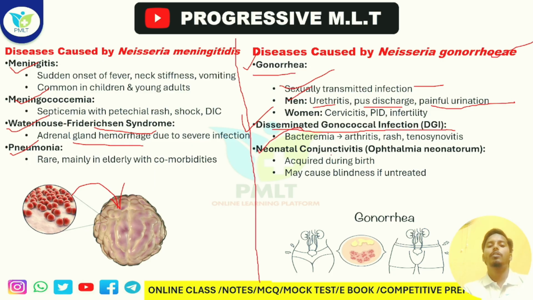See here, neonatal conjunctivitis, ophthalmia neonatorum, is acquired during birth. Whenever birth is happening, you will find neonatal conjunctivitis due to Neisseria gonorrhoeae. It may cause blindness if untreated. If this neonatal conjunctivitis or ophthalmia is untreated, then it might also cause blindness. Getting my point? That's all regarding Neisseria gonorrhoeae and the gonorrhea disease.